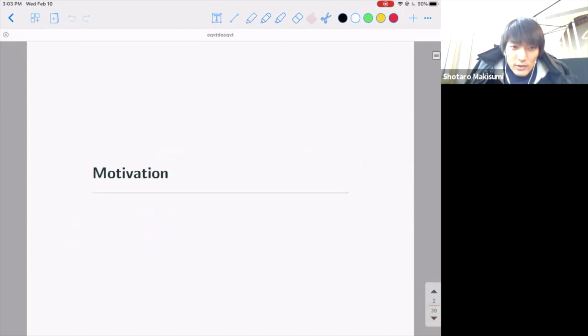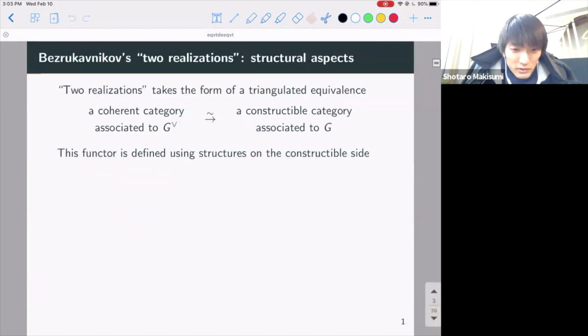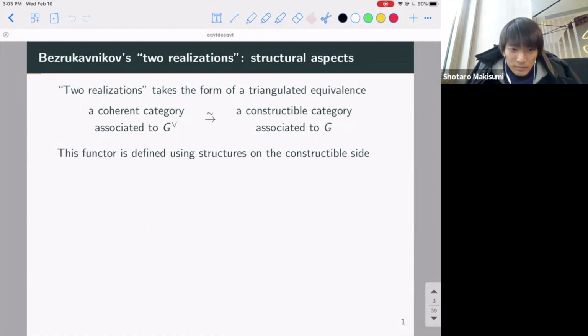Most of what I'll be talking about today is categorical language, but just a little bit of motivation. We saw the K0 story last time in Pablo's talk. And the categorification that we'll get to in the end takes the form of a triangulated equivalence between some category associated to G and another category associated to its Langlands dual, G check.